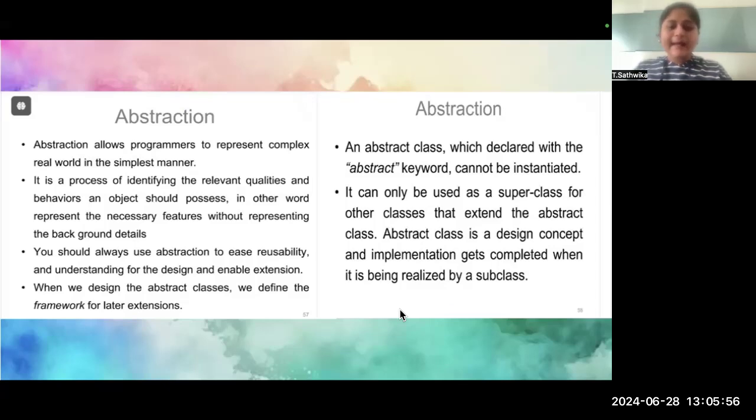Now, when we design abstract classes, we define the framework for later extensions. An abstract class, which is declared with the abstract keyword, cannot be instantiated. It can only be used as a superclass for other classes that extend the abstract class. An abstract class is a design concept and implementation. It gets completed when it is realized by a subclass.